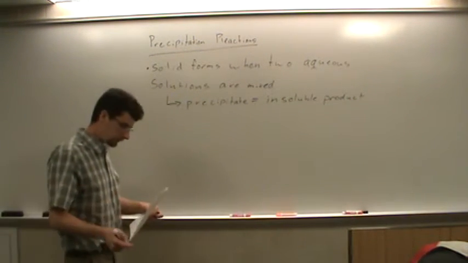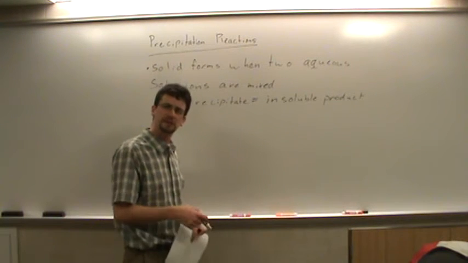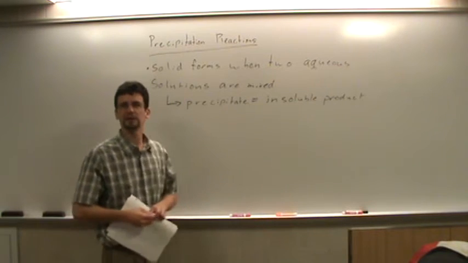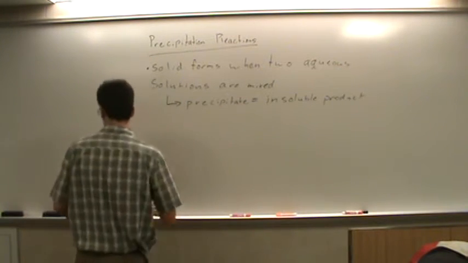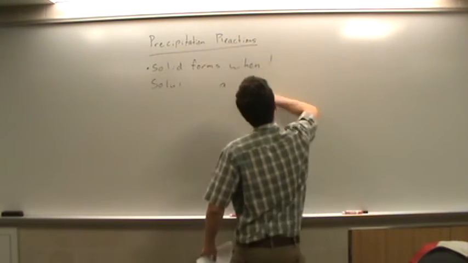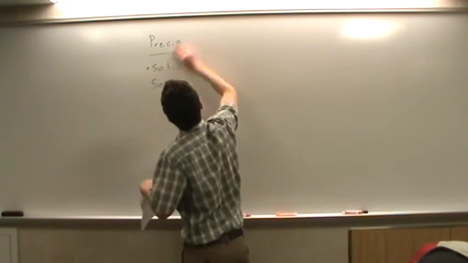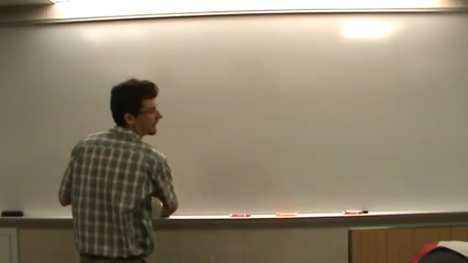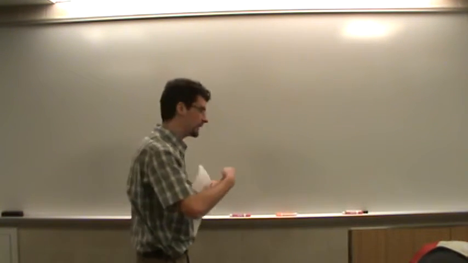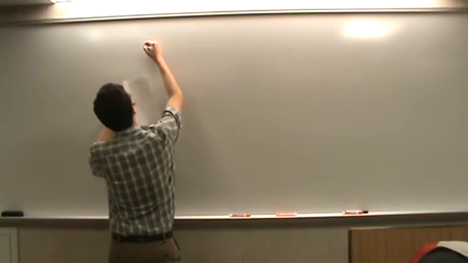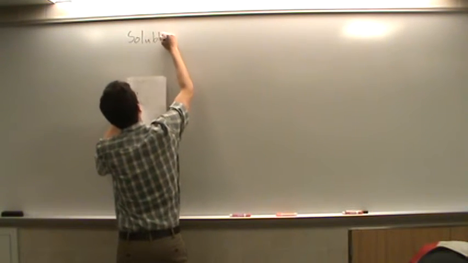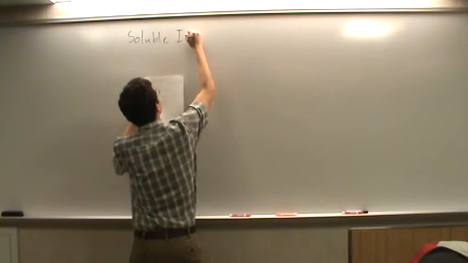So what about soluble products? What happens there? Let's consider a soluble ionic compound. And what happens when we toss these in solution? We've somewhat talked about this when we discussed acid-base reactions and even redox reactions. So let's talk about soluble ionic compounds.